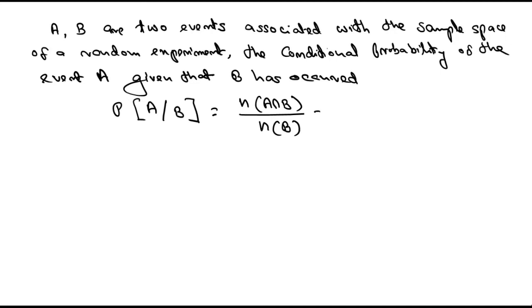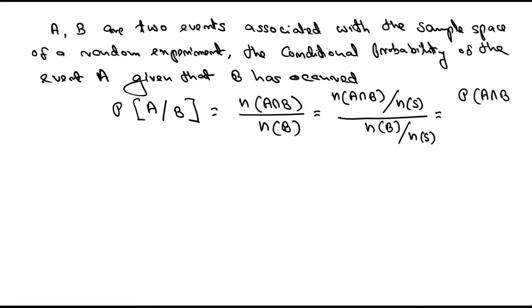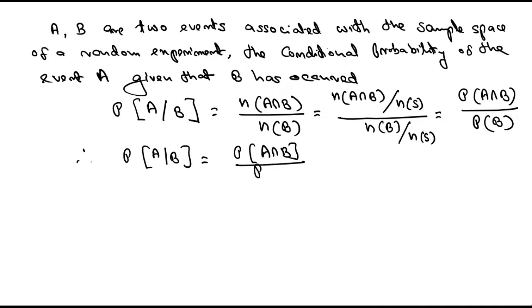Now here I can divide both numerator and denominator by n of S, the sample space. n of B divided by n of S gives probability of B, and the numerator becomes probability of A intersection B. So you got it: probability of A given B means probability of A intersection B divided by probability of B.